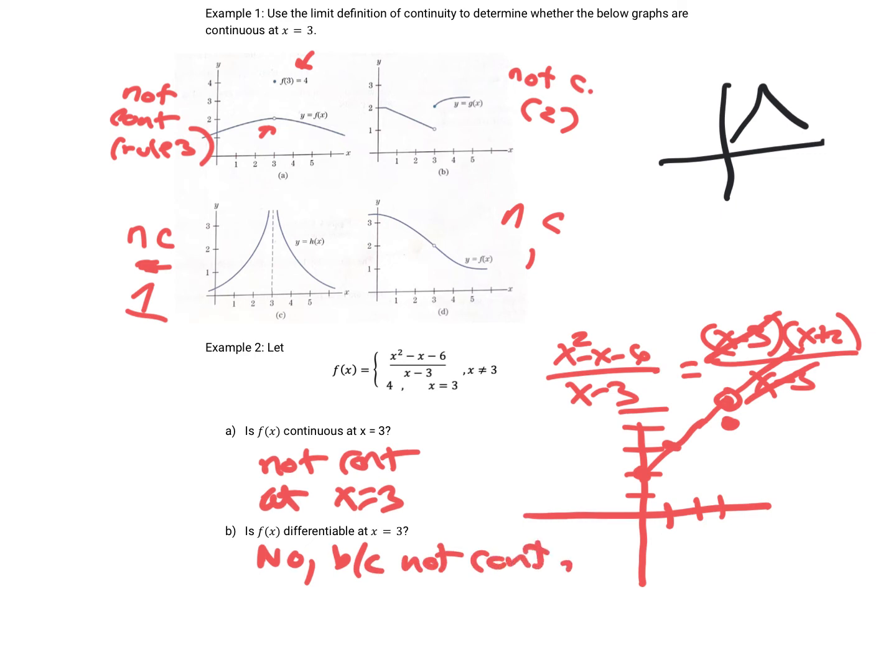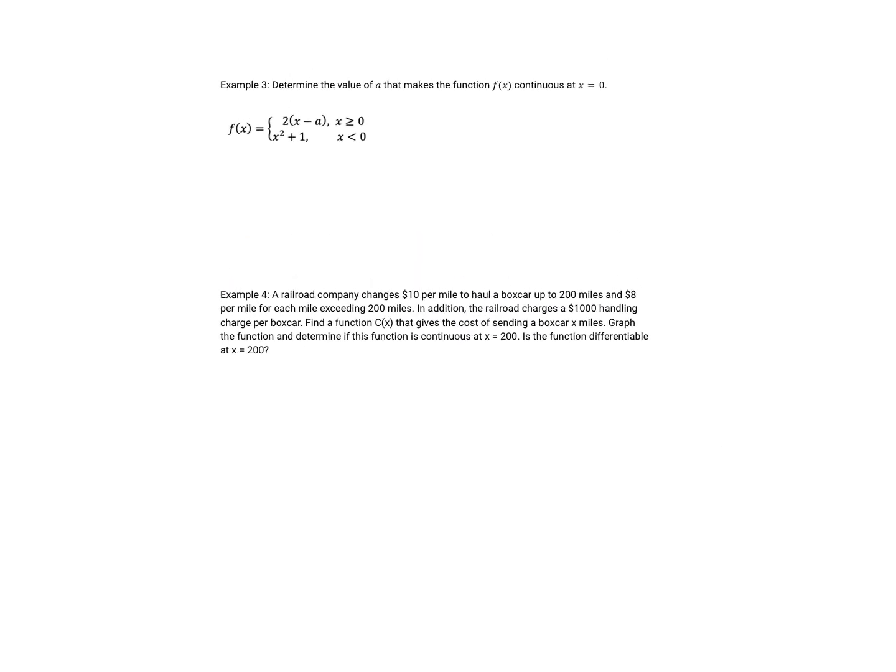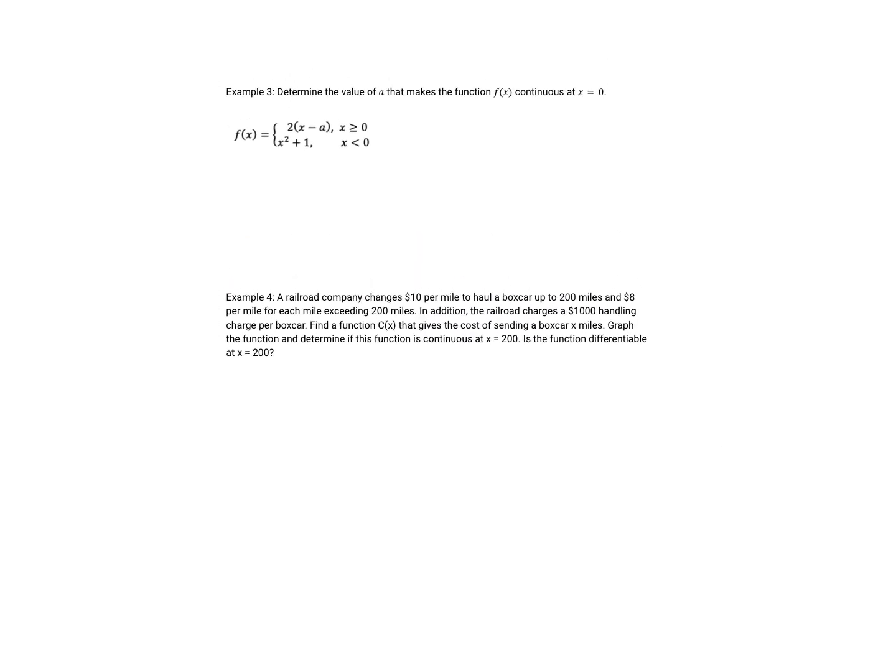Okay, so that was one example. Let's look at another example that talks about continuity. So here, determine the value of a that makes the function continuous. In other words, what would a have to be for these two pieces to connect? If I were to draw the bottom piece, I would plug in 0, and there'd be an open circle there, and the y value would be 1.